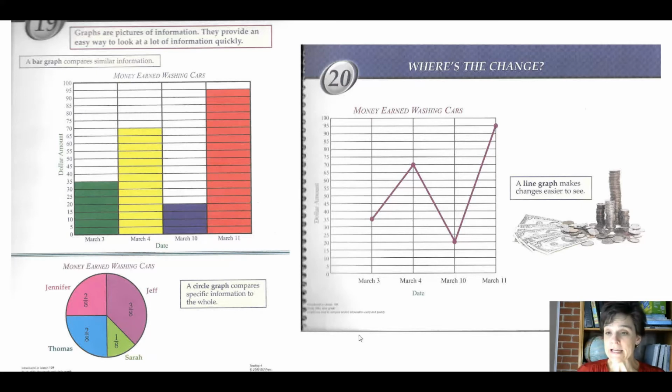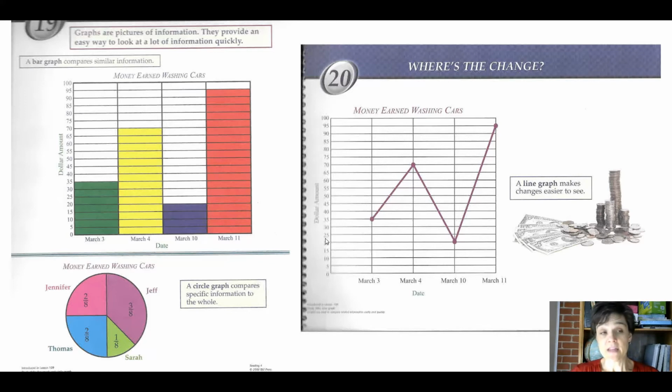Okay, and then the third one is called a line graph. A line graph lets you see how things change. So again, the title is Money Earned Washing Cars. This is your dollar amount. It's very similar to a bar graph, but it uses lines rather than bars. Here's your dates down here. So this way you can see how on March the 3rd they were down here, and then they had a spike up on March the 4th, but then on March the 10th they had a way low spike, but then the next day they went way up. So that's what a line graph does. It helps you see how well something has done or how poorly something's done, what kind of changes took place.